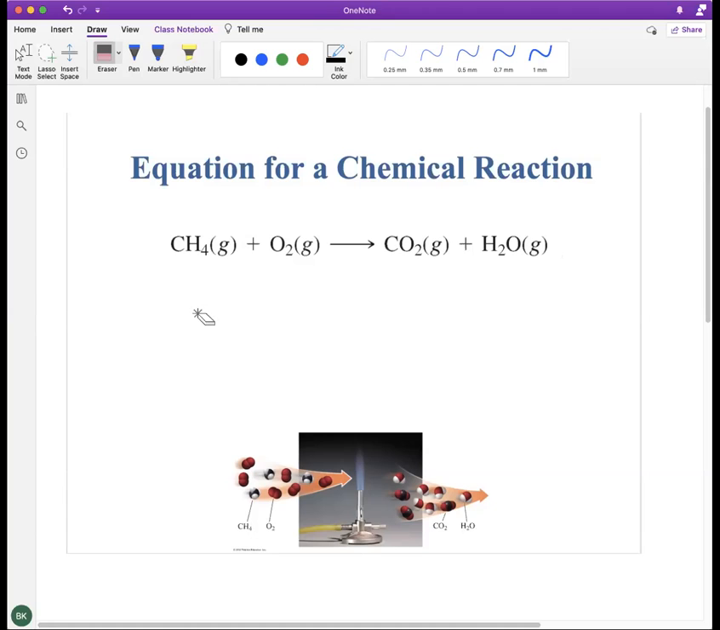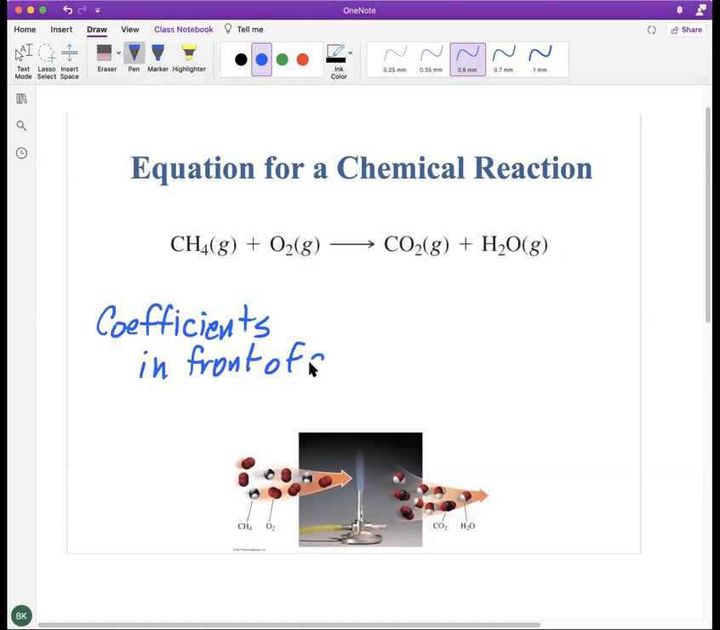So we're going to use, whoops, let's get a pen. We're going to use coefficients in front of our compounds. And that's going to indicate how many of that particular compound we have. And what that's going to allow us to do is to balance the atoms on one side with the atoms on the other. So when I write simply CH4, that's one carbon and four hydrogens.